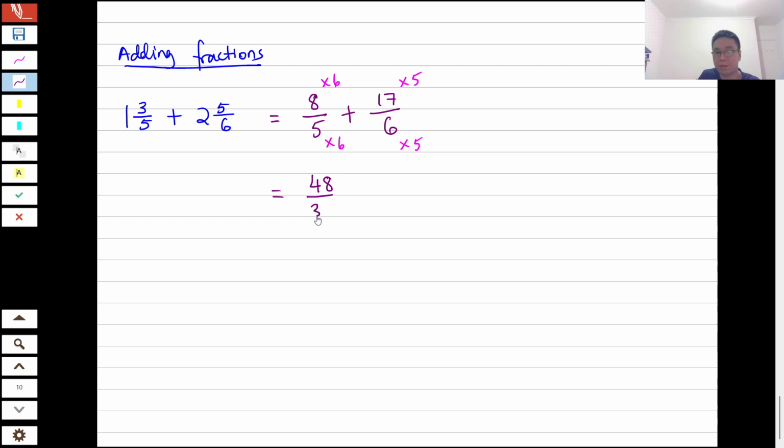8 times 6 is 48. And 17 times 5, this is pretty large. It's 85. 10 times 5 is 50. 7 times 5 is 35. 50 plus 35 gives me 85. Okay, and now I need to add 48 and 85. 40 plus 80 is 120. 8 plus 5 is 13. 120 plus 13 is 133. 30 times 4 is 120. 133 minus 120 is 13. So this is the same as 4 and 13 on 30.